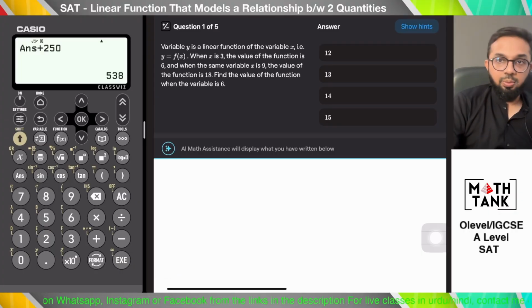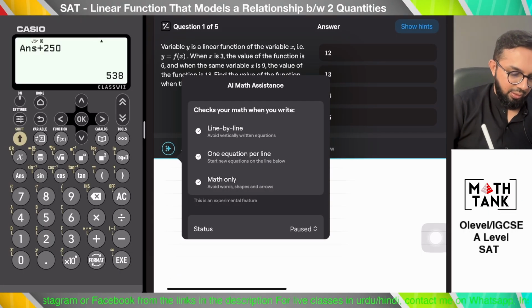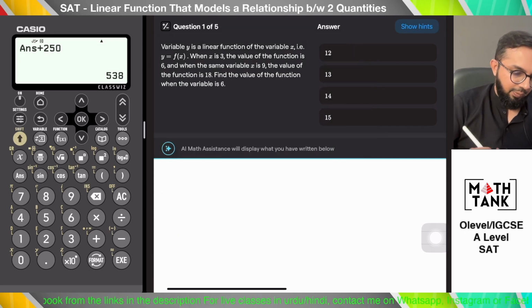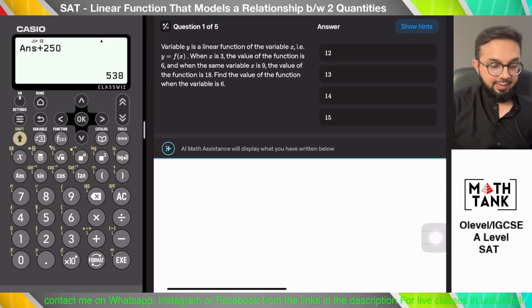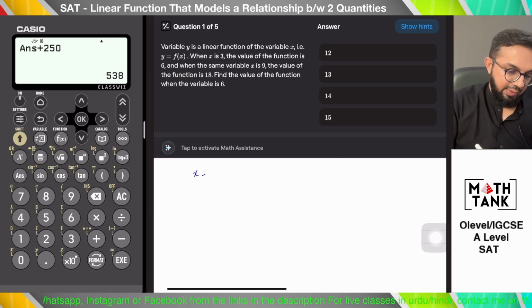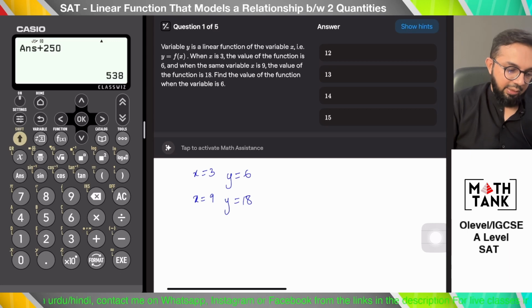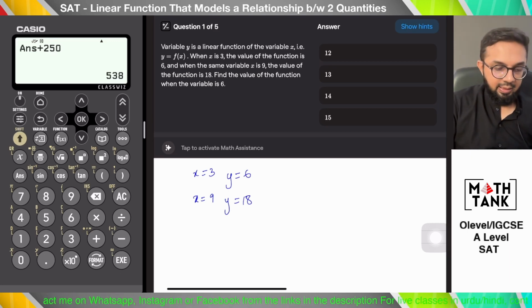Okay, variable y is a linear function of the variable x, that is y equals f of x. When x is 3, the value of the function is 6. Okay, when x is 3, y is 6. When the same variable x is 9, the value of the function is 18. Find the value of the function when the variable is 6.